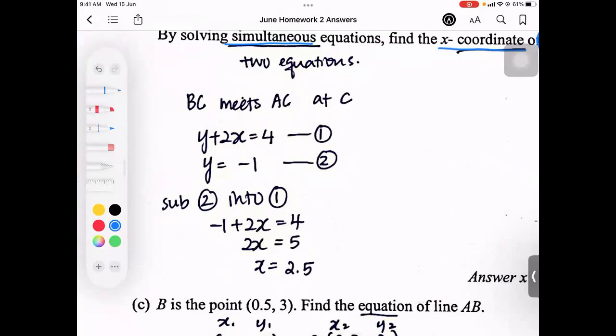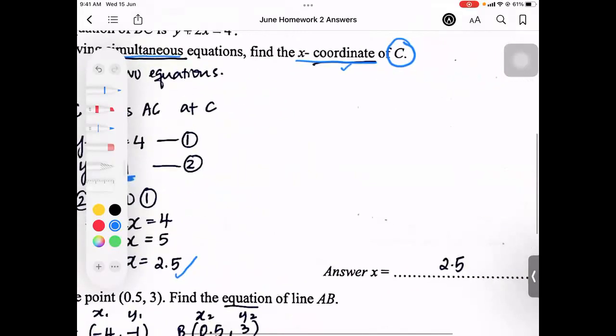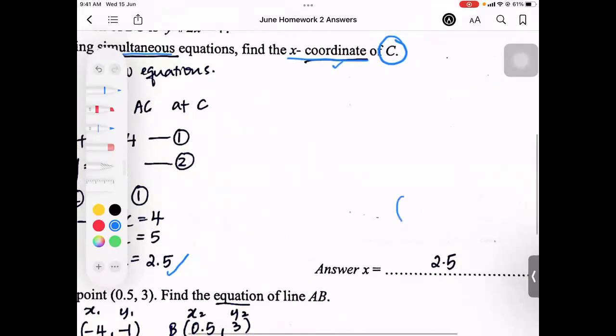Then I substitute 2 into 1, so y equals to -1, and I get the value for x. Why did they ask me to solve only the x coordinate? Because y is already given. Y is equal to -1. Therefore, I don't need to find y anymore. They only want the x coordinate. So it's just an x value. Don't need to write points. This one is a pair of coordinates, so this is the wrong answer. Do not write like that. Okay. So just the x value.